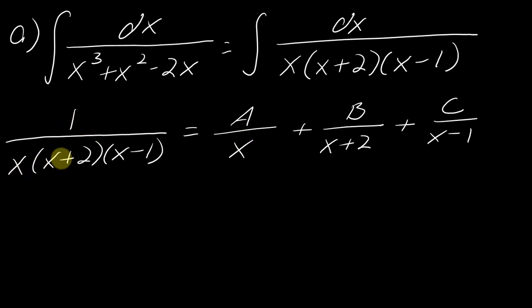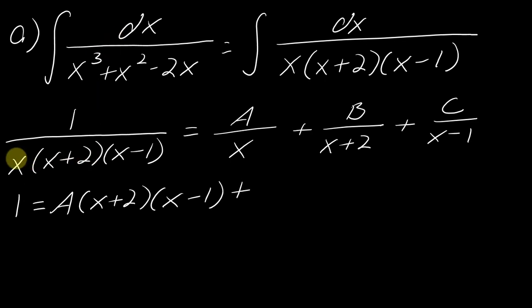So when I multiply this over to this side, what am I left with? Well, the x's will drop out. So I'm left with still 1 on this side. I got rid of the denominator, but the 1 is still on top. And then this is A times (x plus 2)(x minus 1).